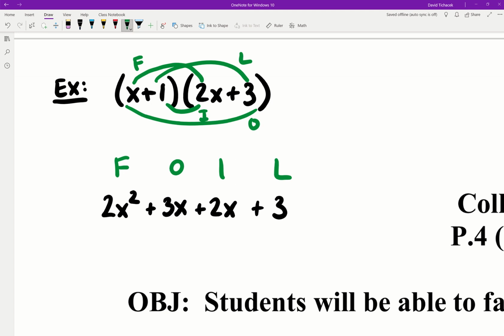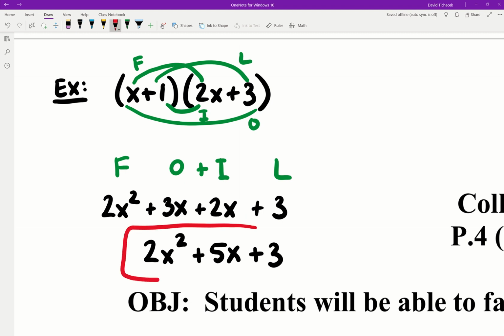What I want you to notice is that about 99% of the time, your outer and your inner are actually going to be like terms that you can combine, and here that is definitely the case, okay? We can combine those up, and that would give us this trinomial 2x squared plus 5x plus 3, okay? And so that is going to be your result here, all right? But what I want you to notice is that we are about to work backwards from this process, okay?